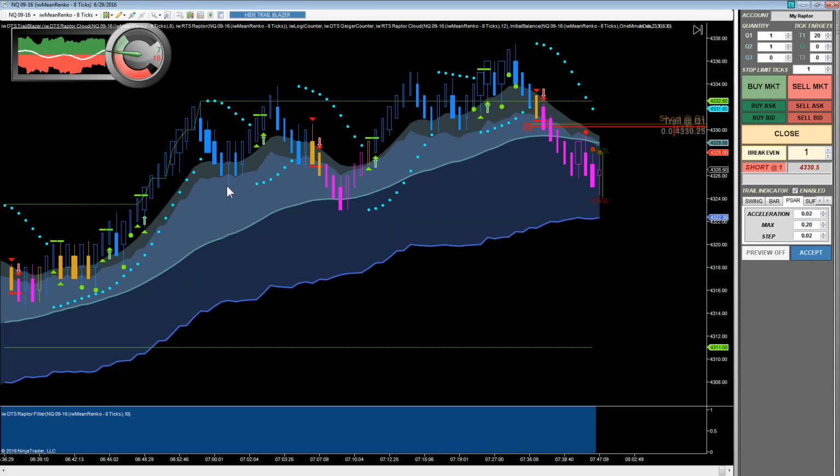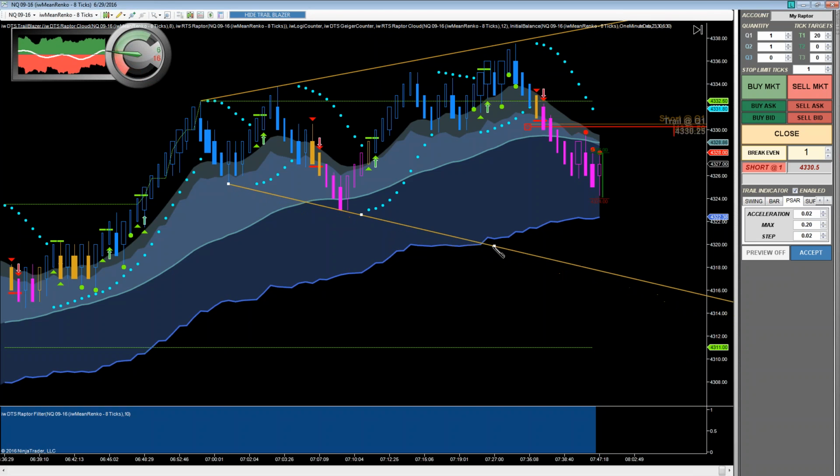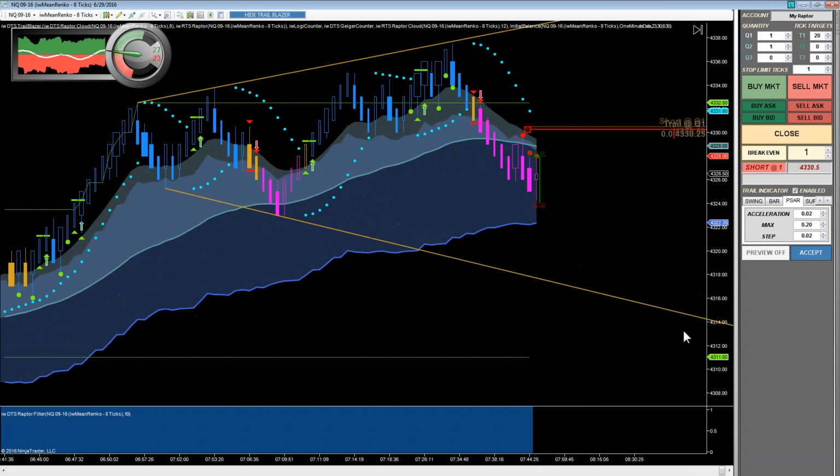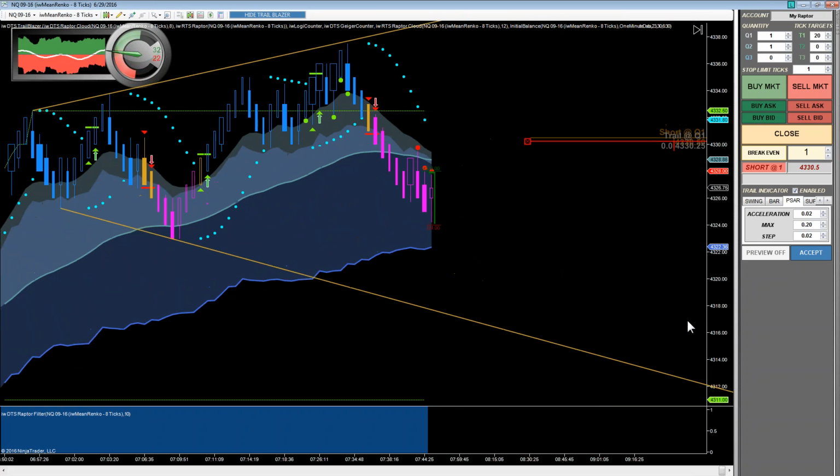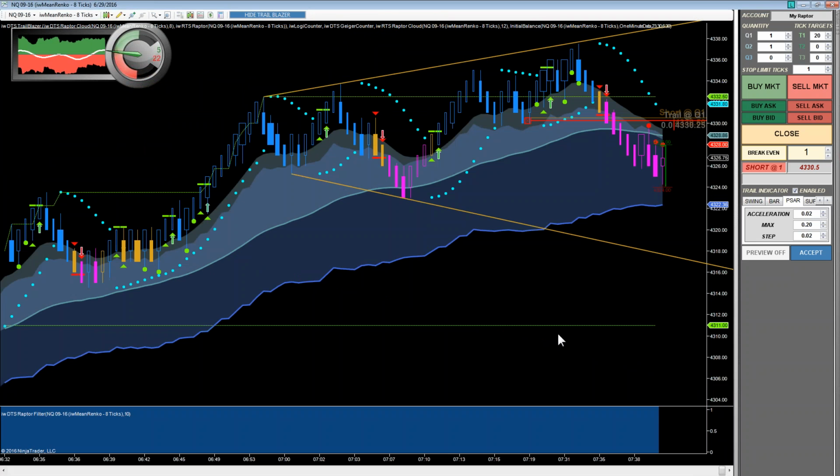Actually, if I continue this expanding triangle type idea, I just kind of eyeballed 4311. Ooh, that's got to do quite a bit of bouncing on the way down. We may leave that up there. I may have to take profit a little bit earlier.